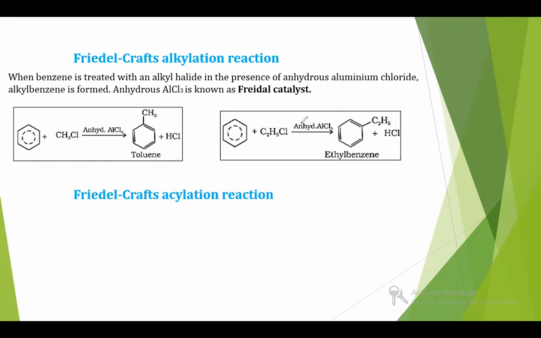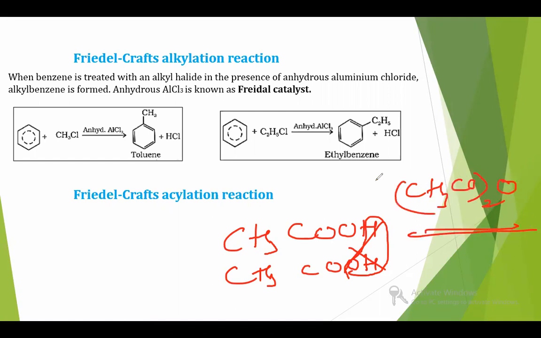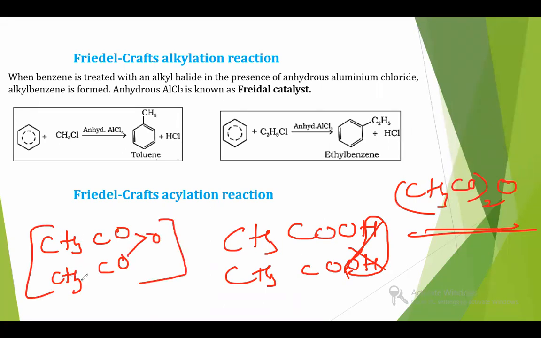Anhydride means removal of water. Take CH3COOH, acetic acid, and I'll write one more molecule, CH3COOH. From these we remove the water content, H2O, that is H and OH. What is left behind? CH3CO twice and O. This can be written as CH3CO combined with an oxygen, CH3CO-O-COCH3, which is called acetic anhydride.